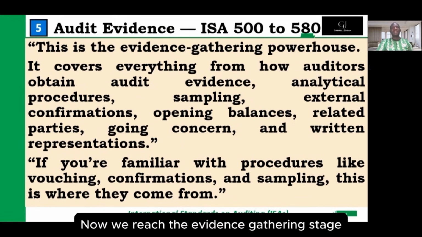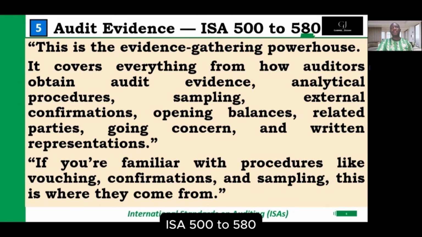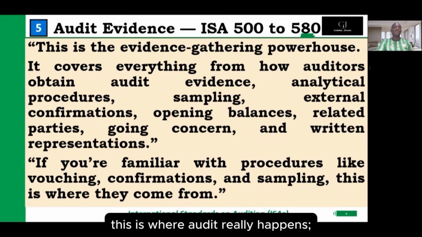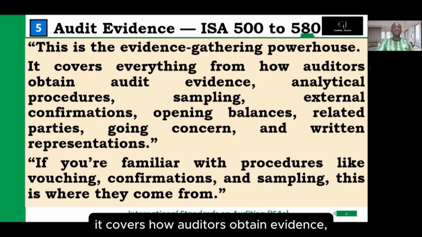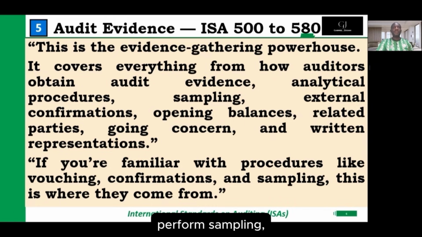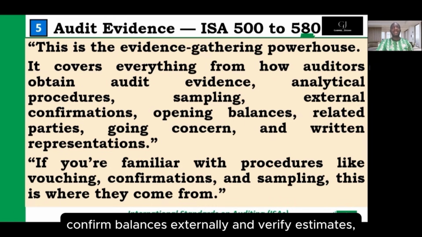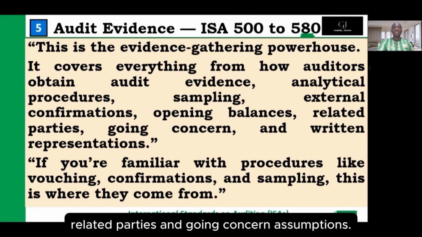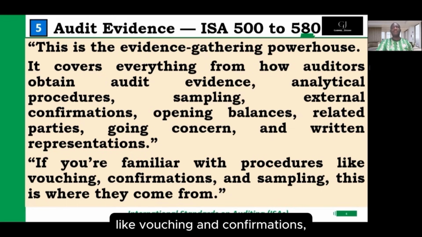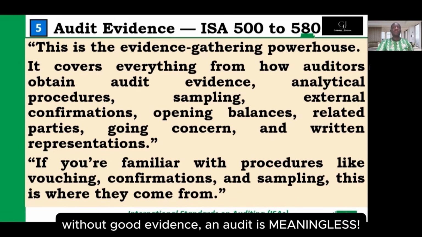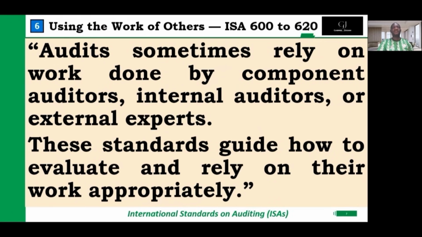Now we reach the evidence gathering stage, ISA 500 to 580. This is where audit really happens. It covers how auditors obtain evidence, use analytical procedures, perform sampling, confirm balances externally, and verify estimates, related parties, and going concern assumptions. All those procedures you've learned, like vouching and confirmations, come from this group of standards. This is the backbone of the audit. Without good evidence, an audit is meaningless.